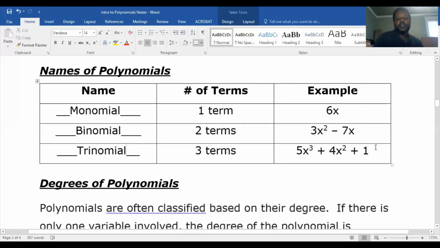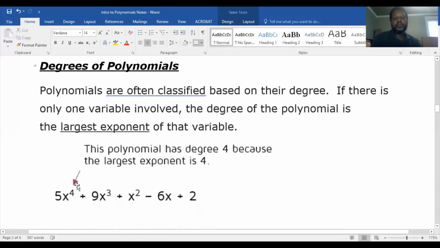And you'll notice here that they are separate terms, even though they have the same variable, because once you have x squared, that exponent makes it a different term. Exactly. Right? And so that's a whole different term. The other thing here too is that we not only name our polynomials by the number of terms, we also name them by degree. And so that's what we're going to talk about now, is the degree of polynomials.